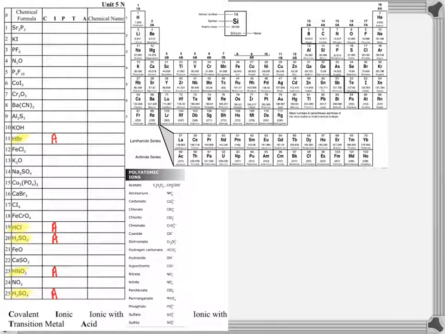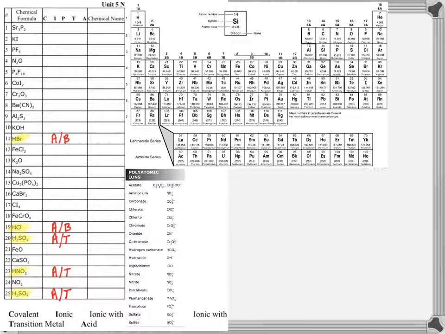Alright, there we go. Now, after I do that, I like to identify my acids as either binary or ternary. That way I know, are we going to start with the prefix hydro or not? Number 11 has two elements, so right away I know it's binary. 19 also has two elements, so it's binary. 20 has three elements, so it's ternary. 23 is ternary, and 25 is also ternary.